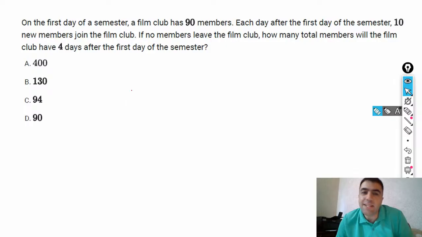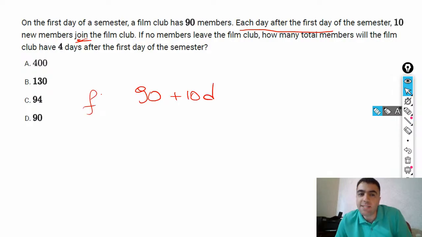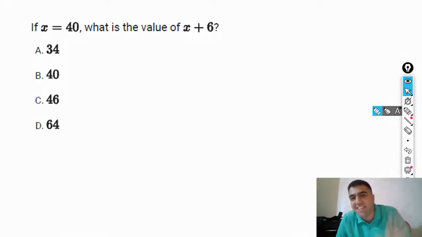Now we see that the initial value is 90, right? The initial value is 90. And each day after the first day of the semester, 10 new members join, plus 10d. The function is this one, okay? F of d is equal to this. And if no members leave the film club, how many total members will the film club have 4 days after? And now, okay, team Riyaziyat. This is easy for SAT Riyaziyat. But in the SAT exam, you see questions like this.